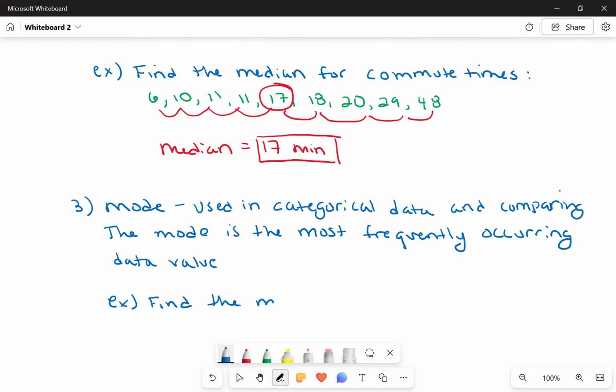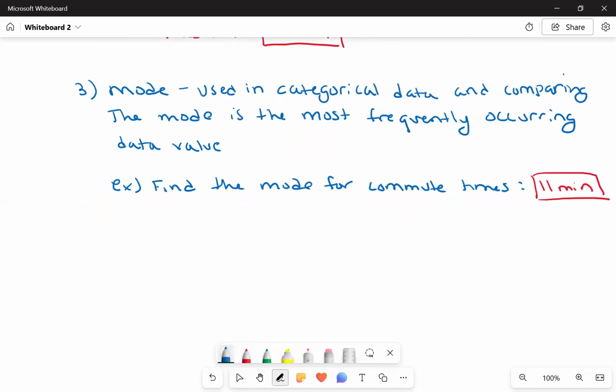Find the mode for commute times. And that's actually really easy. I'll just use what I have written above in green. I clearly see that 11 is repeated twice, so 11 minutes. All right, and there you go. That's how we find the mean, median, mode. Let's go ahead and do an example where we just find all three. So let's find the mean, median, and mode.